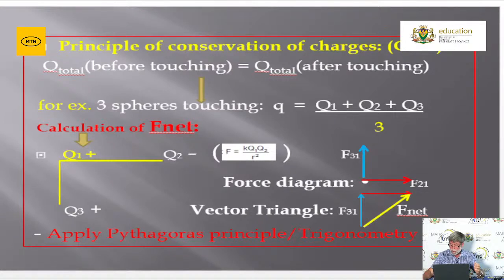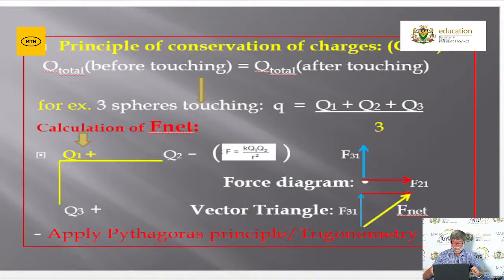Or you can be asked to calculate the direction of F net, and then you must use sine or cosine functions. So it's very important, if the spheres are at right angles, you must have a vector diagram to draw a vector triangle to really calculate F net by using Pythagoras, etc. Then you can also be asked to calculate F net if the charges are in a straight line.